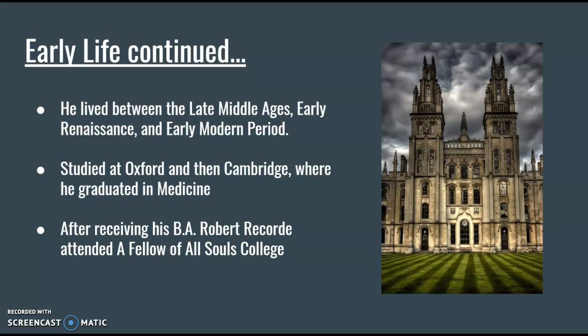Robert Ricordi lived between the late Middle Ages, early Renaissance, and early modern period, which created a great significance in his work and his writings. He attended the University of Oxford and graduated with a BA.